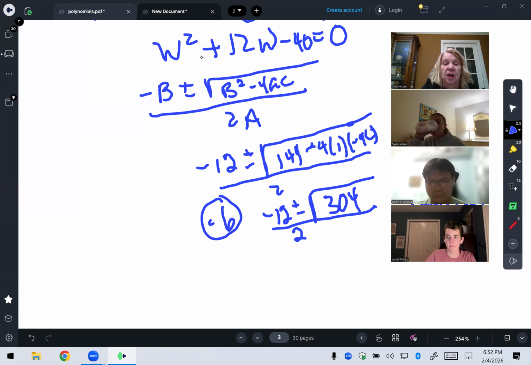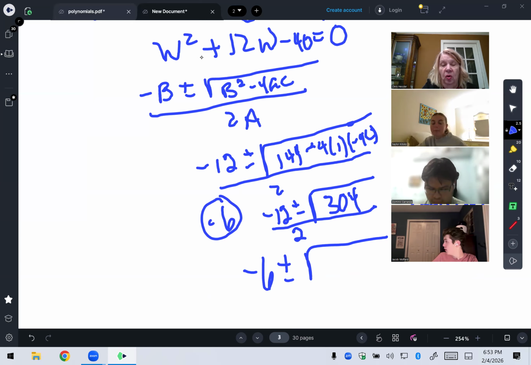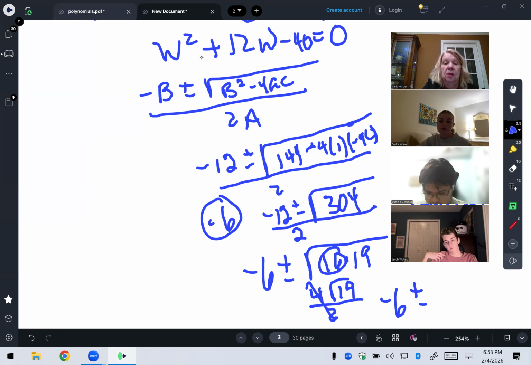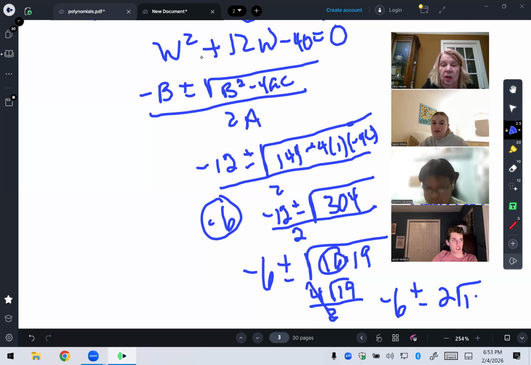So this will give us negative 6 plus or minus. This 304 is 16 times 19. Square root of 16 is 4. We take that out, and we're going to get a 4 square root of 19 over 2. So that'll give us minus 6 plus or minus 2 square roots of 19, which is answer choice D.